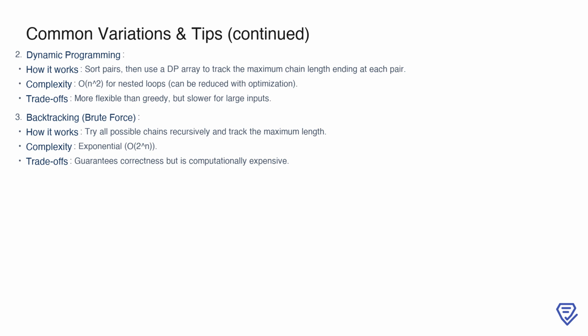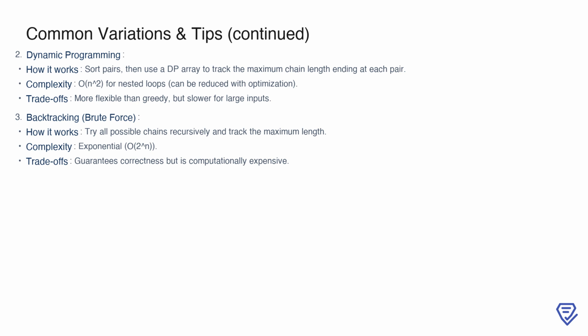Dynamic programming is another powerful approach for solving chain problems. After sorting the pairs, you use a DP array to track the maximum chain length ending at each pair. This approach has a time complexity of O(n squared) due to the nested loops, but optimizations can sometimes reduce this. While it's slower than greedy, dynamic programming is more versatile and can handle more complex variations of chain problems.